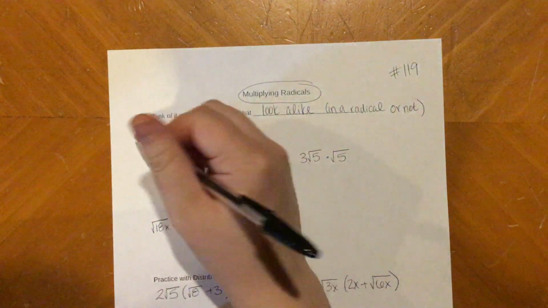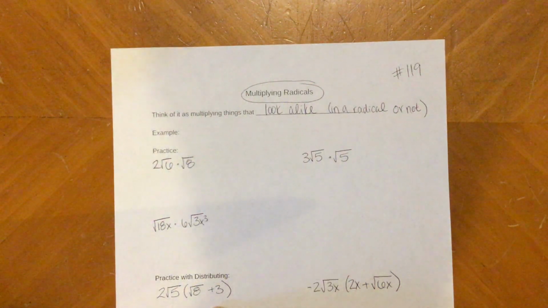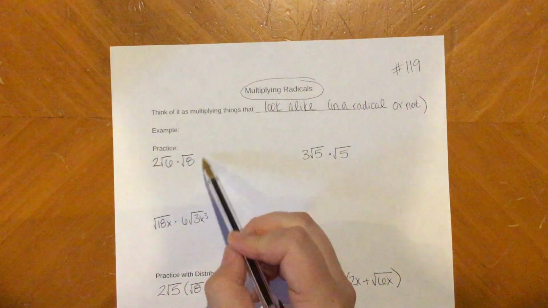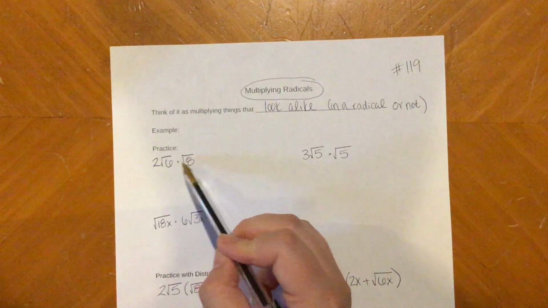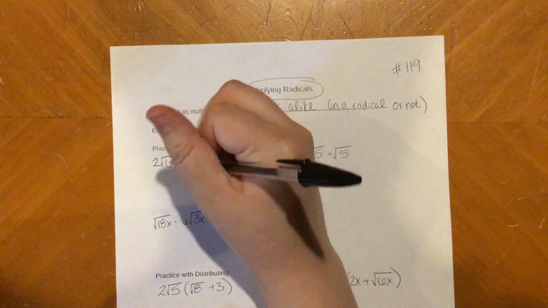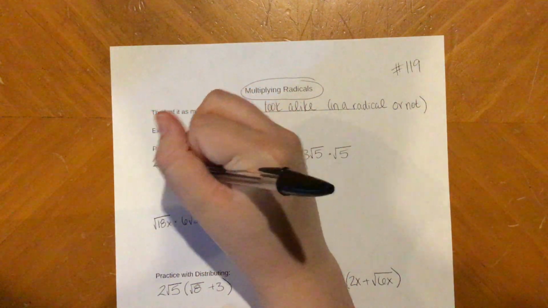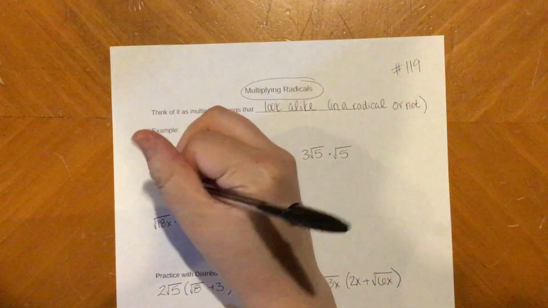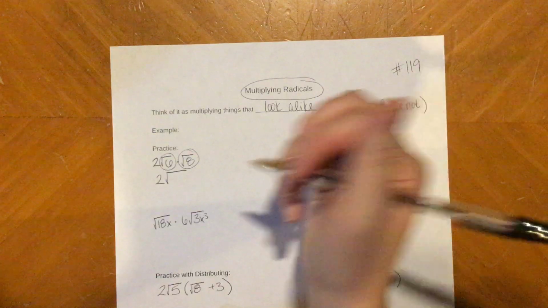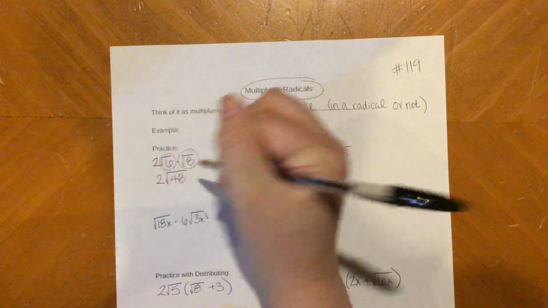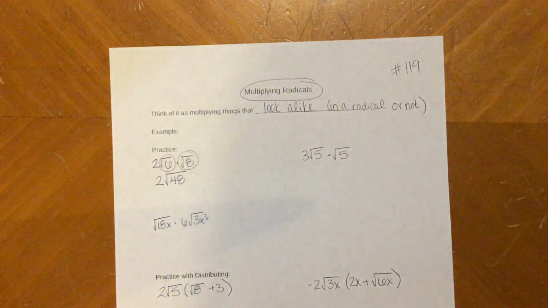And I know it says example here. We're just going to skip that and go into the actual practice. Let's say our first example here, I have 2 times the square root of 6 times the square root of 8. The only things I can multiply together here are my square root of 6 and my square root of 8. I'm going to multiply them just like regular numbers, but they're going to stay in a radical and become the square root of 48.